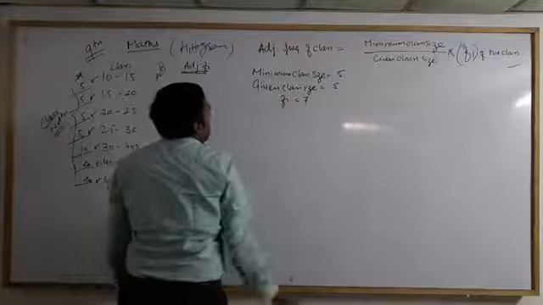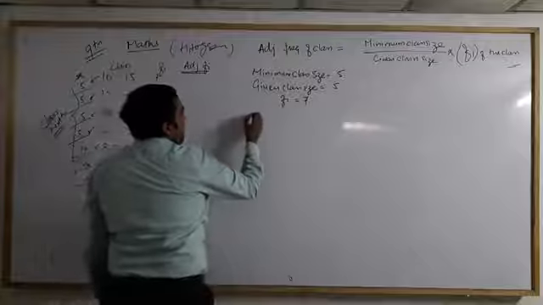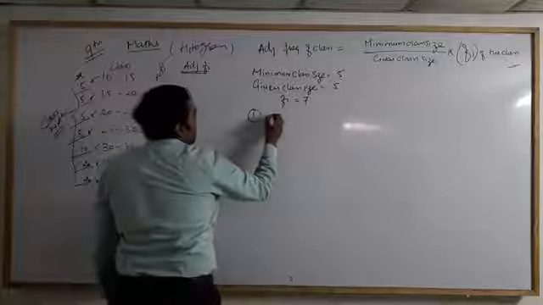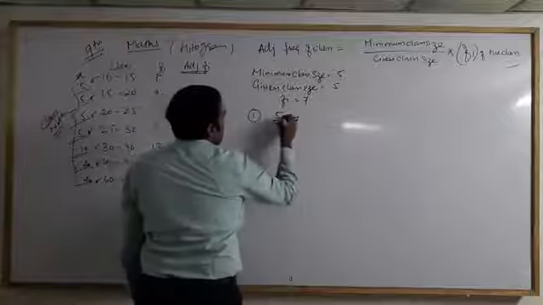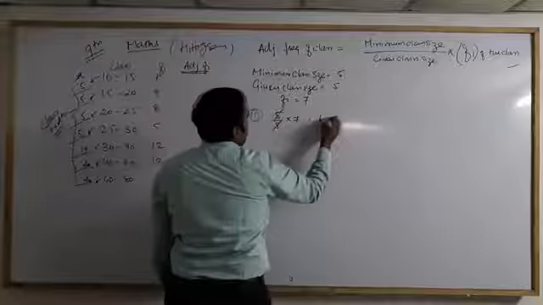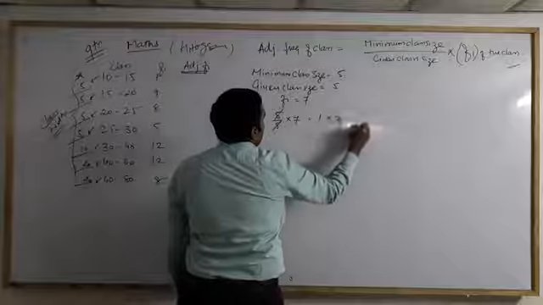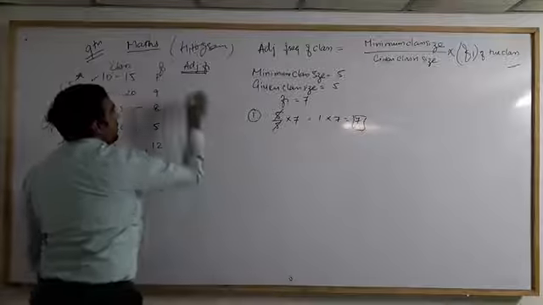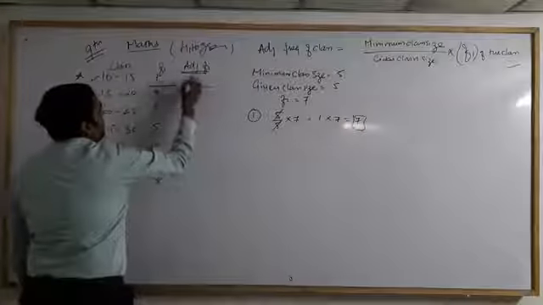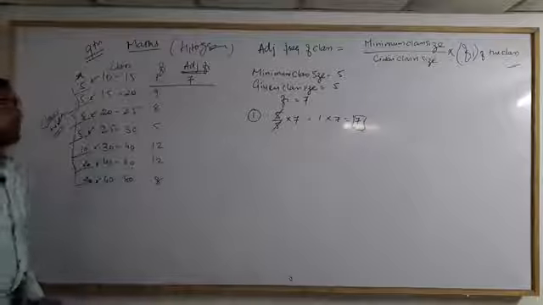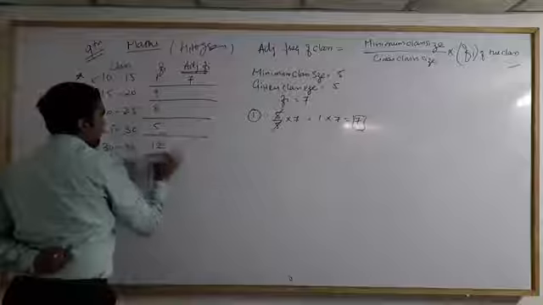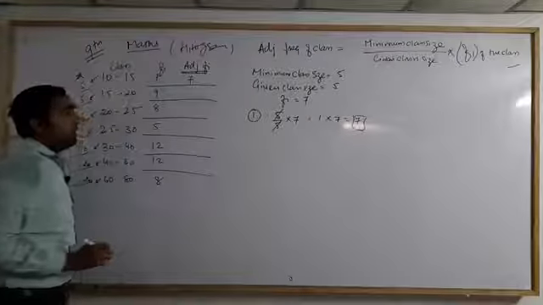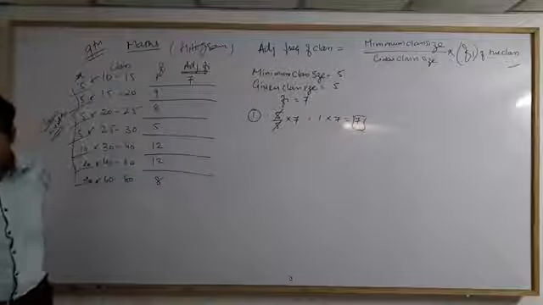So what is my answer? My answer for the first class is 5 by 5 into 7. The 5s cancel out, 1 into 7, that is 7. So my adjusted frequency for the first is 7. Now we can continue for all of them.